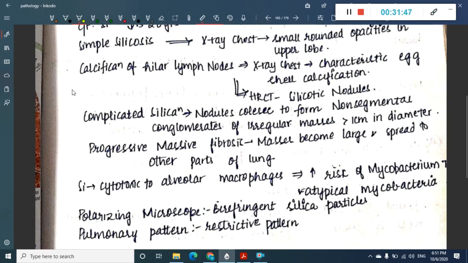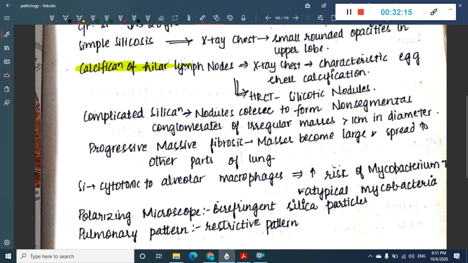This calcification of hilar lymph nodes in the lungs is seen in the chest X-ray. Why is it seen in chest X-ray? Normally the lymph nodes are not visible on X-ray, but here in silicosis you can visualize these hilar lymph nodes. What is the reason for visualizing these hilar lymph nodes in X-ray? Because these hilar lymph nodes actually become calcified. So because of the calcification, you can visualize these hilar lymph nodes.